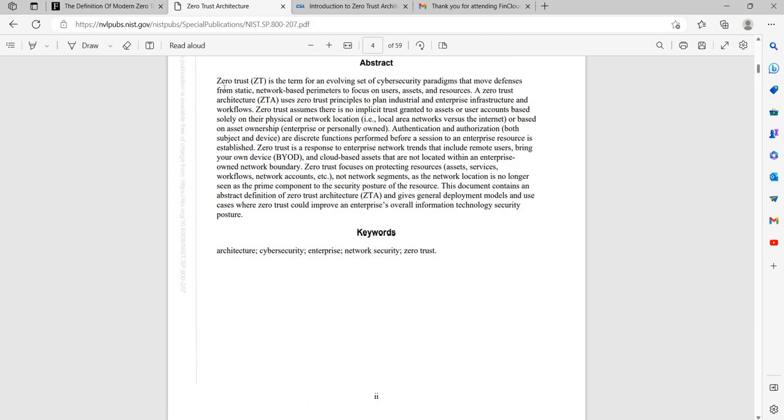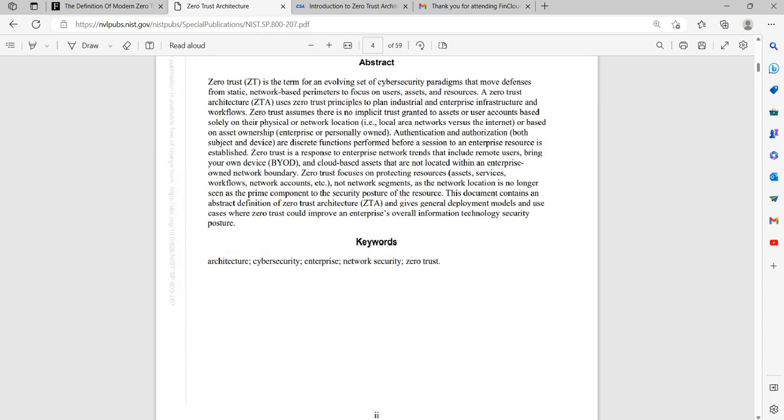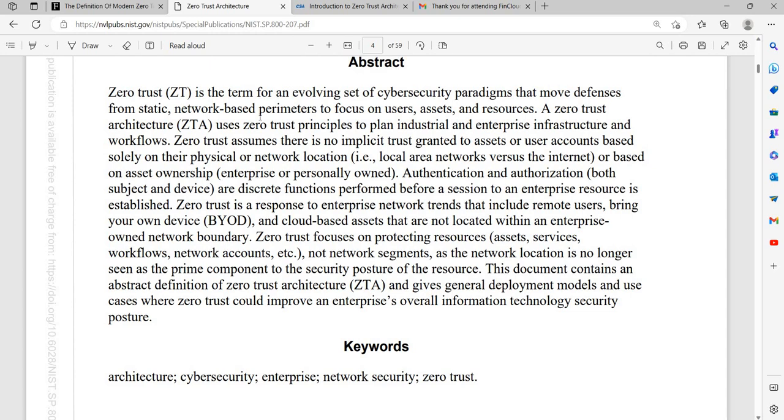So here's an abstract of this publication. Zero trust is the term for an evolving set of cybersecurity paradigms that move defense from static network perimeters to focus on users, assets, and resources. A zero trust architecture uses zero trust principles to plan industrial and enterprise infrastructure and workflows. Zero trust assumes there is no implicit trust granted to assets or user accounts based solely on their physical or network location, or based on asset ownership. Authentication and authorization are discrete functions performed before a session to an enterprise resource is established.